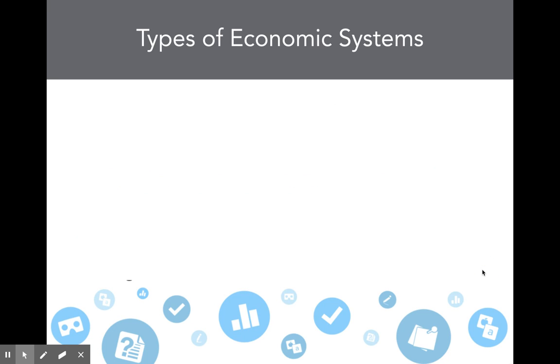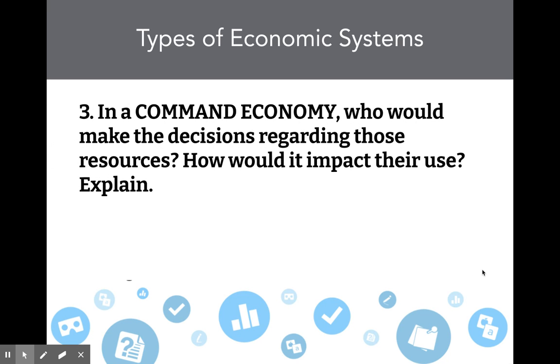Okay. Number 3 says, in a command economy, so a communist economy, who would make the decisions regarding those resources?